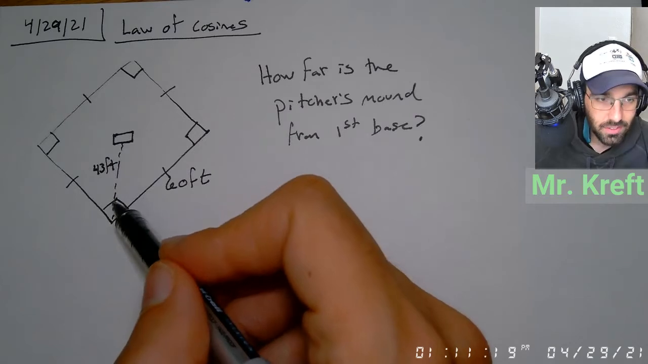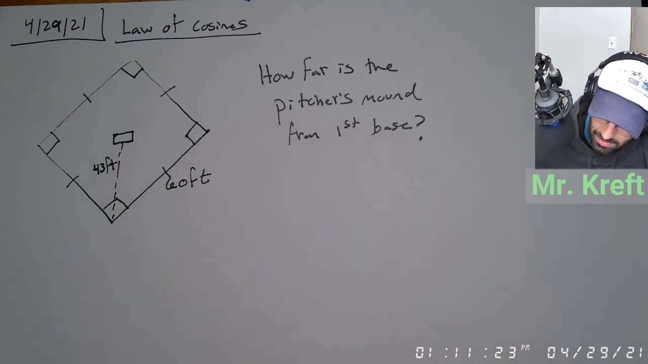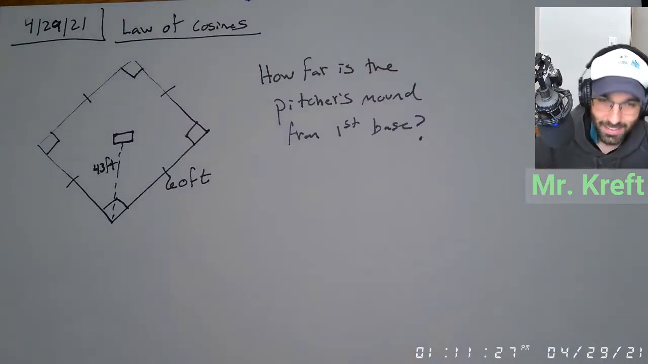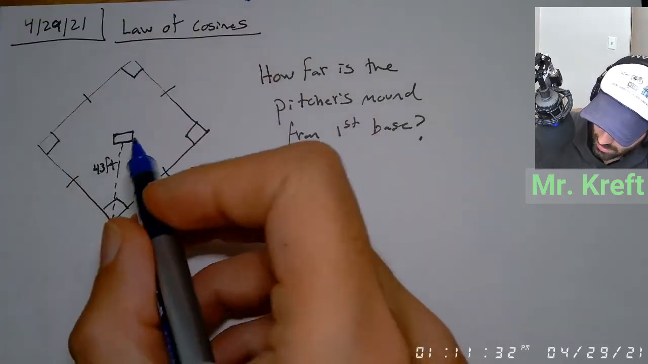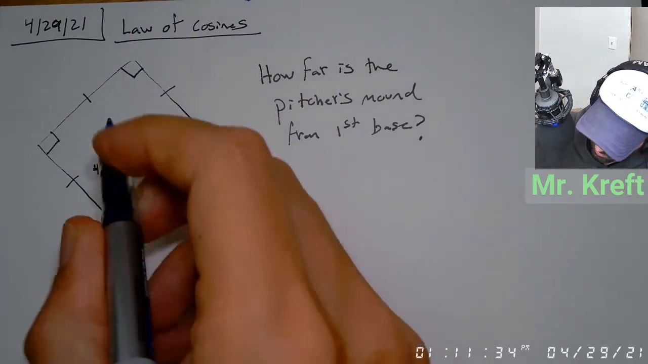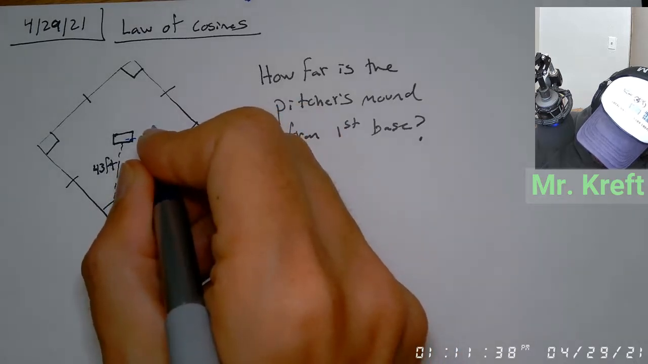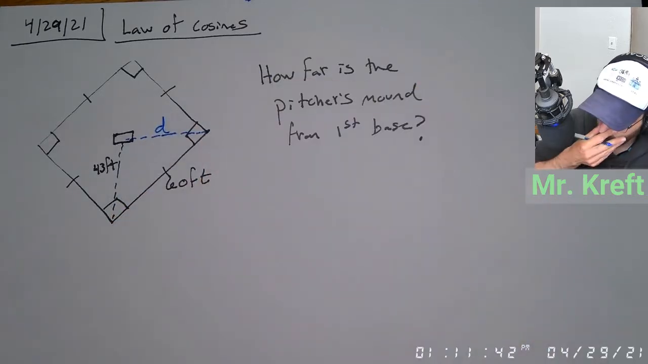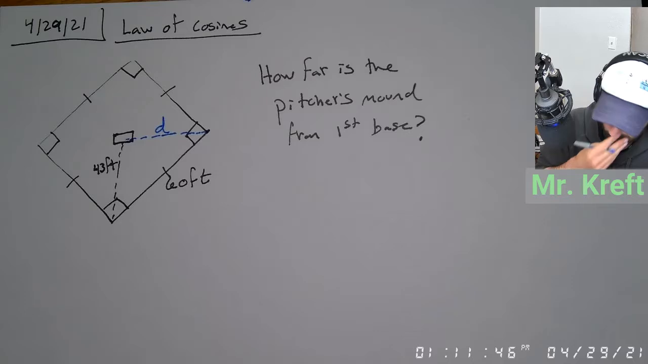So 43 feet is the distance from home plate to the pitcher's mound. You would think that we would have symmetry like this, but it's not, and we gotta double check, right? So just because my picture looks symmetric doesn't mean that it is symmetric, right? So let's call this D for the distance. So we want to find how far it is from the pitcher's mound to first base.